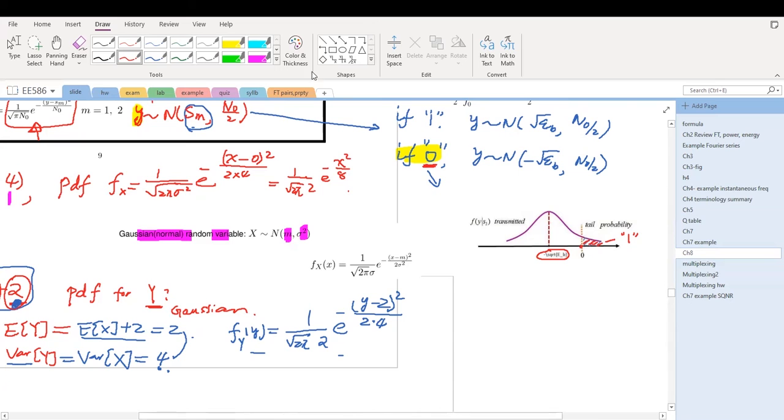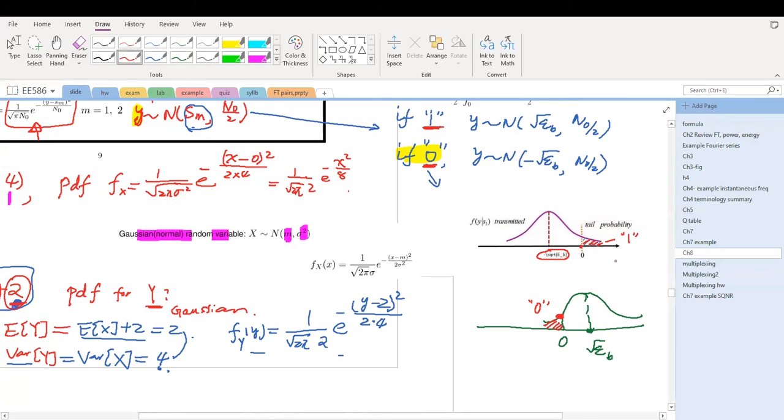The same thing happens when digital 1 is transmitted. What's the PDF function? The mean is square root EB, and the PDF function is here. Suppose this is 0. If the noise is powerful enough, the received signal is negative now. Under this situation, the receiver will claim digital 0 is transmitted, but really it's not. Really, digital 1 is transmitted.